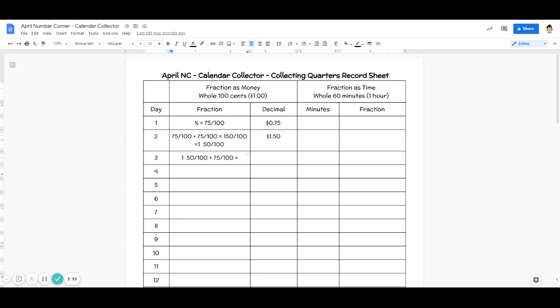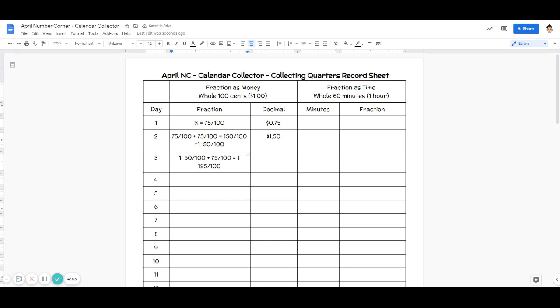So when adding mixed numbers, the whole amounts kind of group together. And then if we need to adjust, we will. So 1 stays 1 for right now. And then we're going to take 50 plus 75. So 2/4 plus 3/4 is 5/4. So if you have 5/4, how much money do you have? You have 125 hundredths.